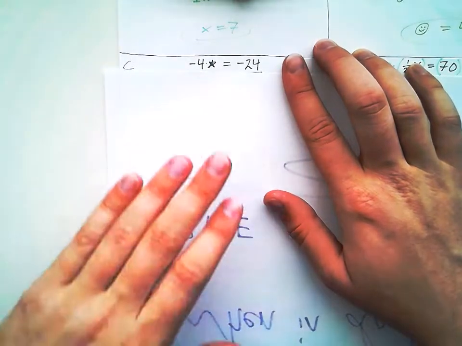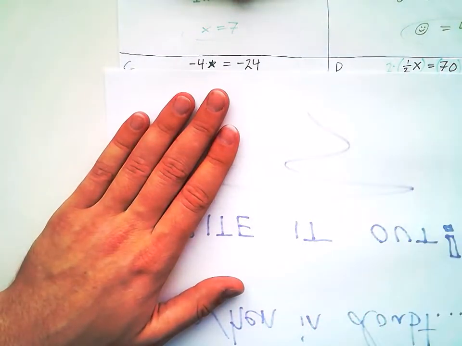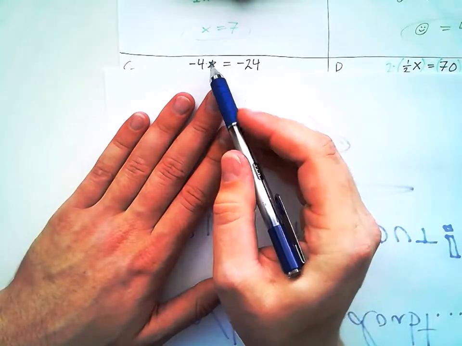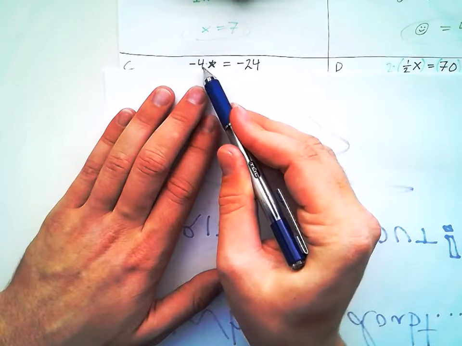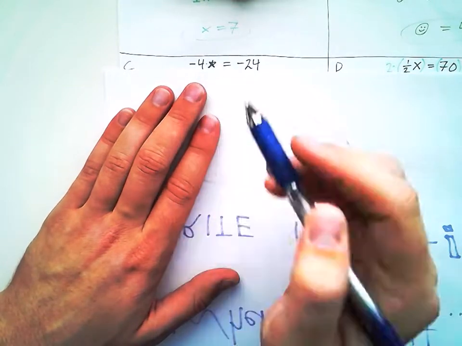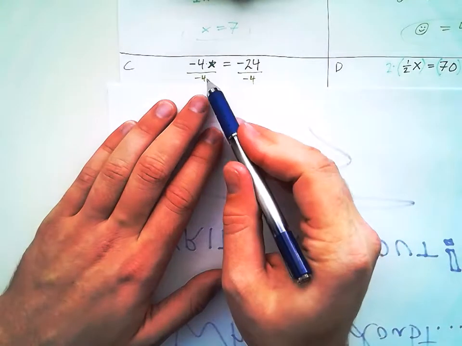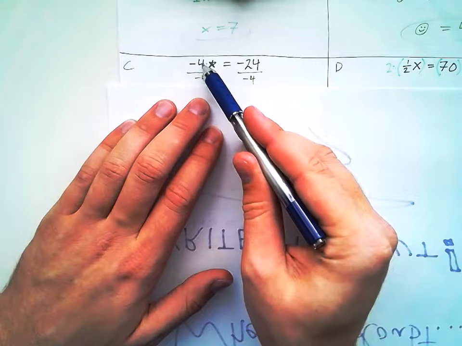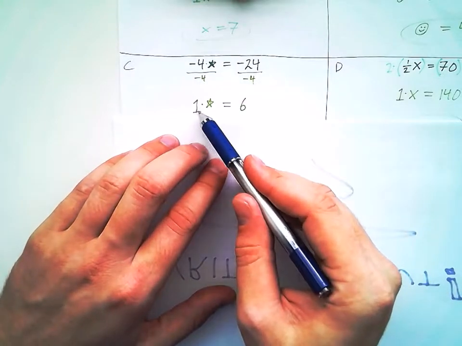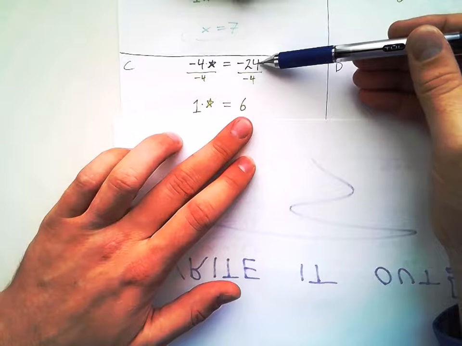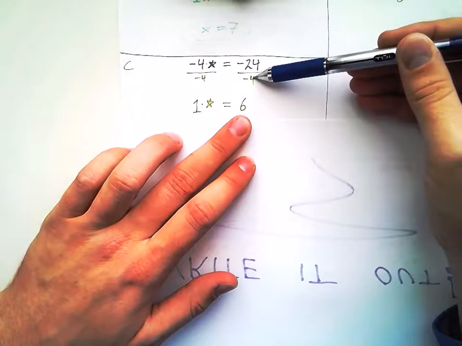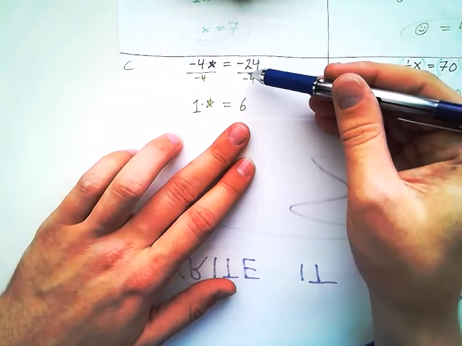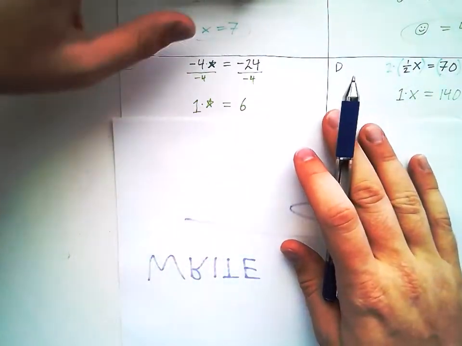This one, negative 4 star equals negative 24. Notice I wrote a little multiply sign, because whenever you have a variable right next to a number, it's multiplying. So I divided both sides by negative 4, because negative 4 divided by negative 4 will just give me 1 times star. And negative 24 divided by negative 4 is 6. Negative divided by negative is always a positive, remember?